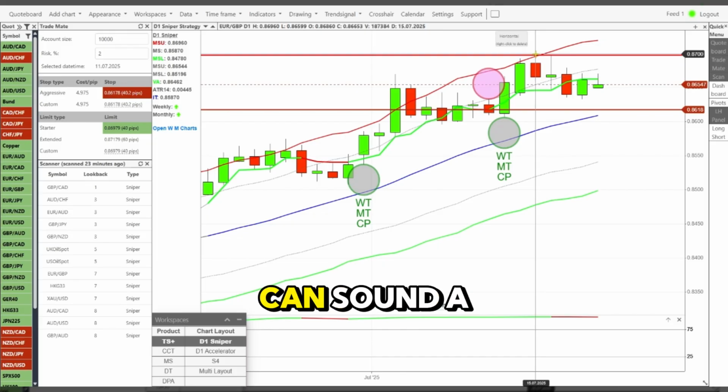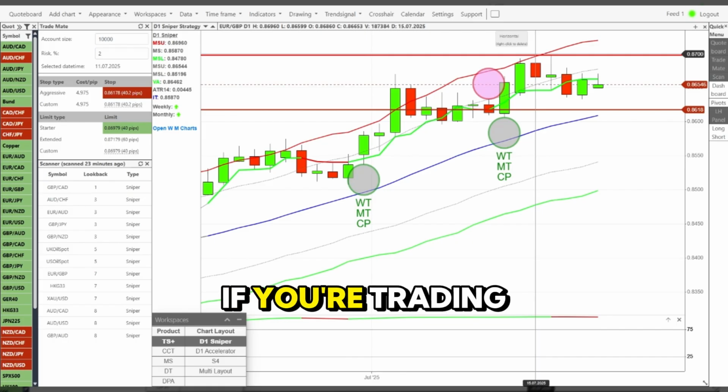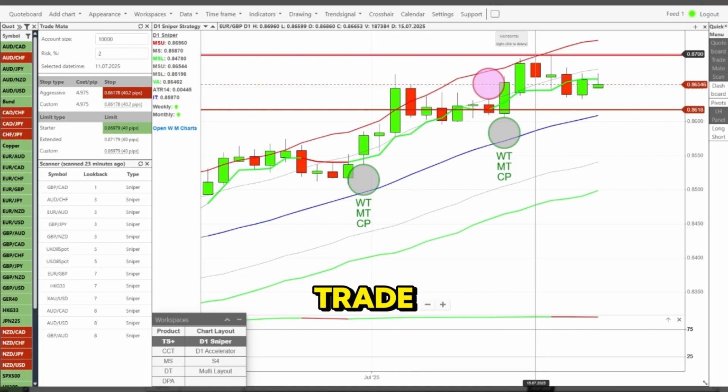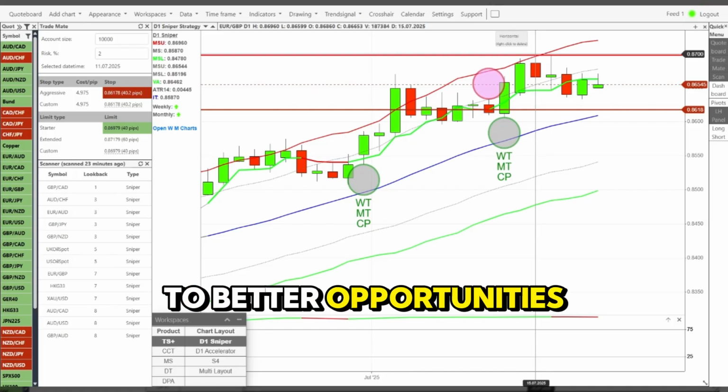Now, 40 pips can sound a little bit nebulous to those of you that aren't really used to how pips work. So to break it down as simply as possible, trading at £1 per pip, a beginner-sized account, you're looking at £40 from this trade. If you're trading at £3 per pip, not a massive account, 120 quid from this trade. And if you're trading a little bit higher, £200 per pip, maybe not something you do on day one, but very achievable. You're looking at £200 from coming on, having a look at these snipers, running the trade for 2 days, and then moving on to better opportunities.